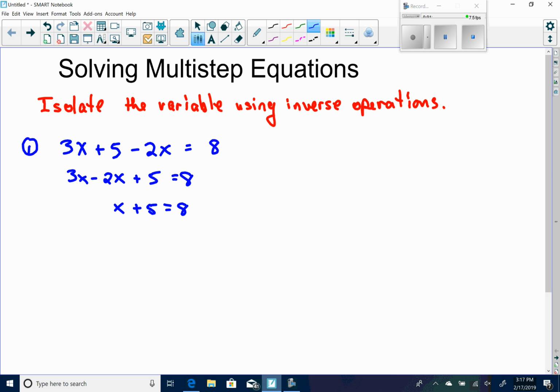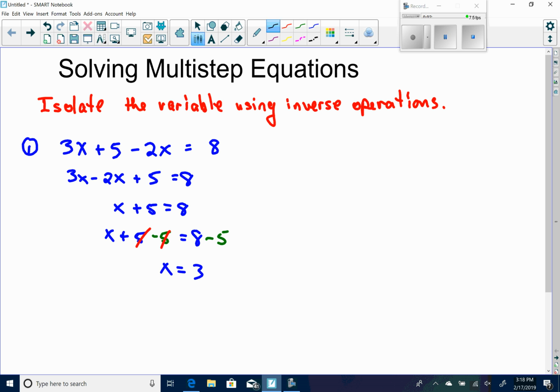Now it's at this point, if you have viewed my previous lesson on 1 and 2 step equations, this is what we've kind of narrowed it down to or simplified it down to. So now my next step is just to undo this plus 5 by subtracting a 5 from each side. So now these 5s will cancel out, and I am left with x equals 3.